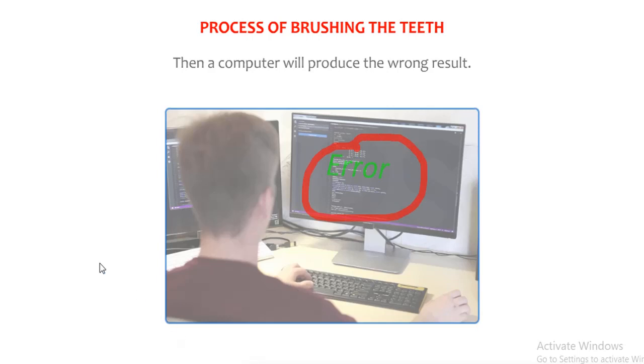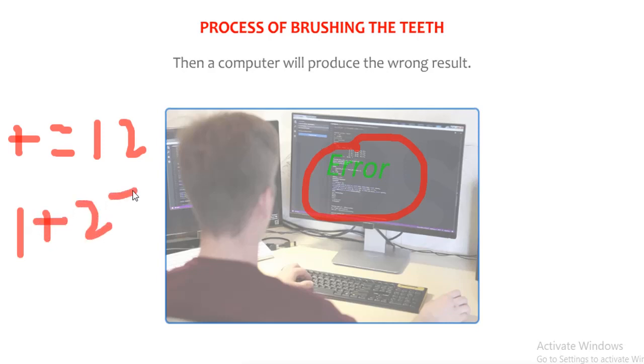So here, suppose in mathematics you want to add 1 and 2 and get the result. Will you write it like this: plus is equal to 1 2? No, never. How will you write it? Of course, 1 plus 2 is equal to, and then here you write the answer.